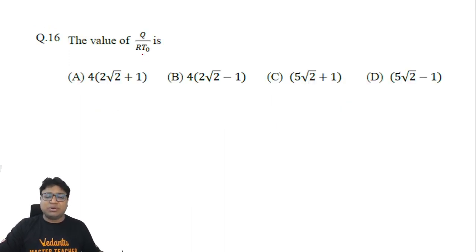This question talks about Q by RT naught, where Q is the amount of heat supplied by the heater. To do this, we have to first realize that the gas in the left chamber has not undergone an adiabatic process, as heat has been supplied to the gas by means of the heater. Neither did it undergo an isothermal process, nor an isobaric process, nor an isochoric process. So for the gas in the left chamber, the process is not one of the four standard processes that we study.